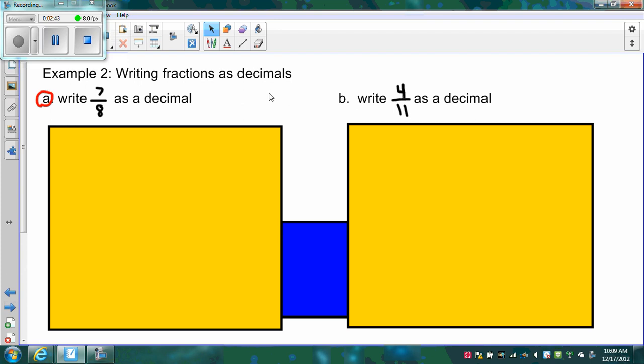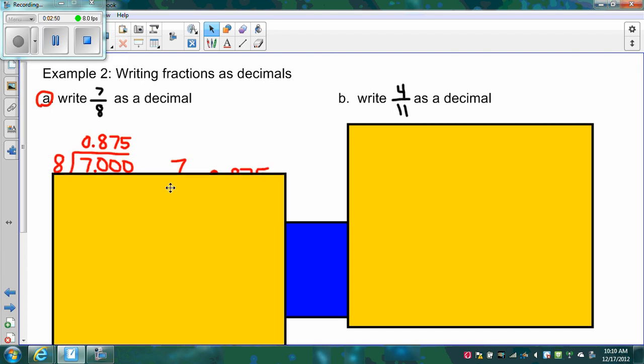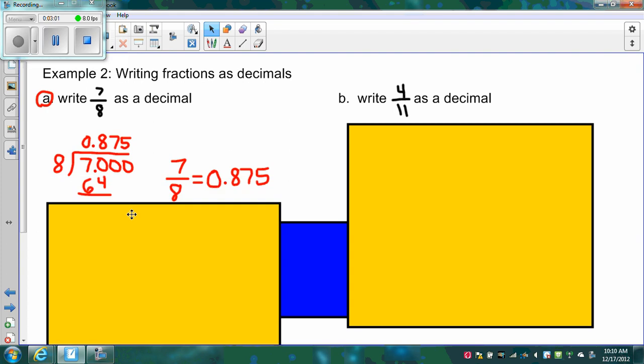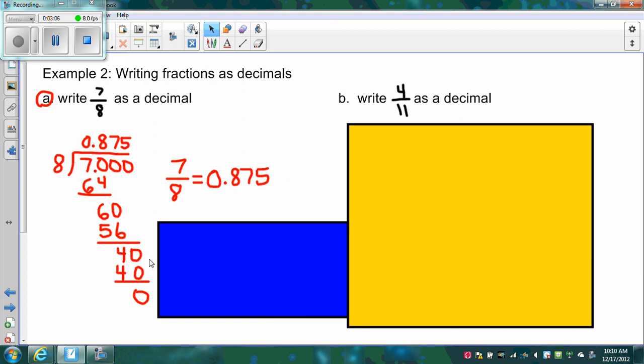Example 2. So this gets into writing fractions as decimals. So for example, 7 over 8, we can do a long division problem. So we can say 8 goes into 7 how many times? So remember, what's on the top goes on the inside here, and what's on the bottom goes on the outside. So then we can start doing our long division, which you should remember how to do. Because it came to a 0, we know this is a terminating decimal. It ends here, so 7/8 is equal to 0.875.